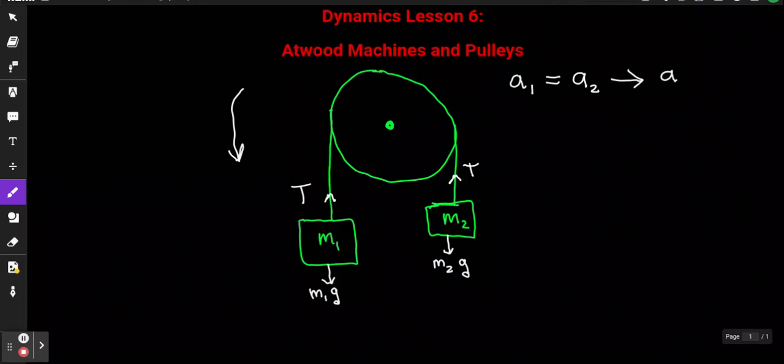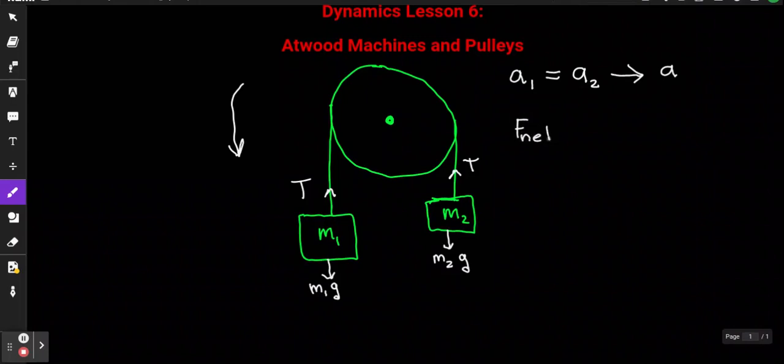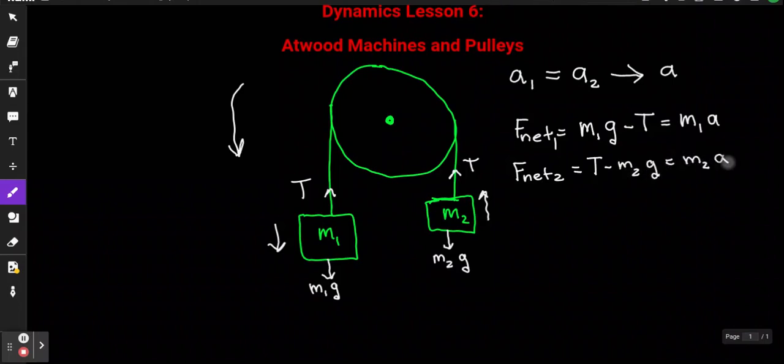So F-net 1 is going to be m1g, the weight of our block, minus the tension because it's opposite to the acceleration, and that's equal to m1a. For F-net 2, we know that our m2 is moving this way because our m1 is moving this way. That means we will have T minus m2g equals m2a. Once again, if we're assuming that our pulley is rotating like this, it means our m1 is accelerating down, and our m2 is accelerating up as m1 accelerates down.